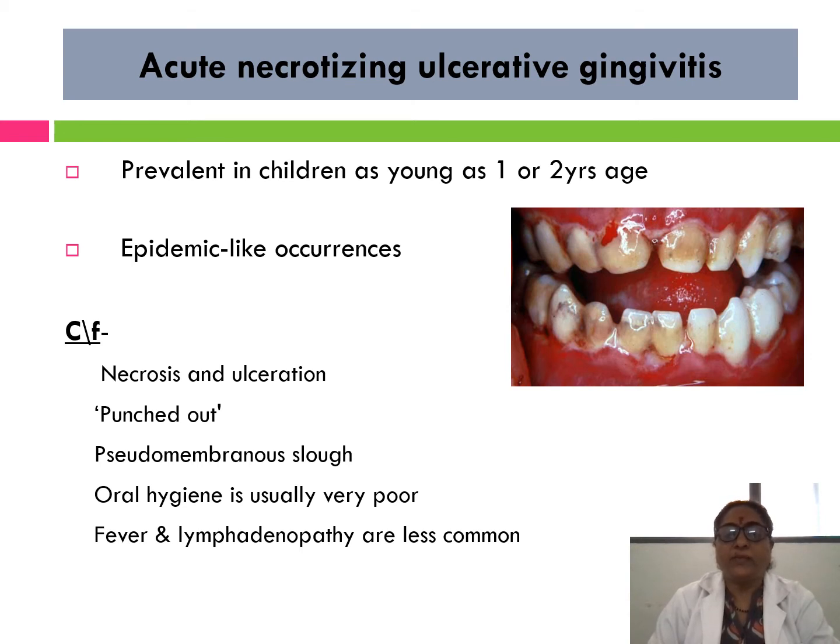Now you can see here the punched out appearance. These are the punched out appearance. Pseudomembranous slough. These are the slough. When you take out that slough, it usually bleeds at the mucogingival margins.